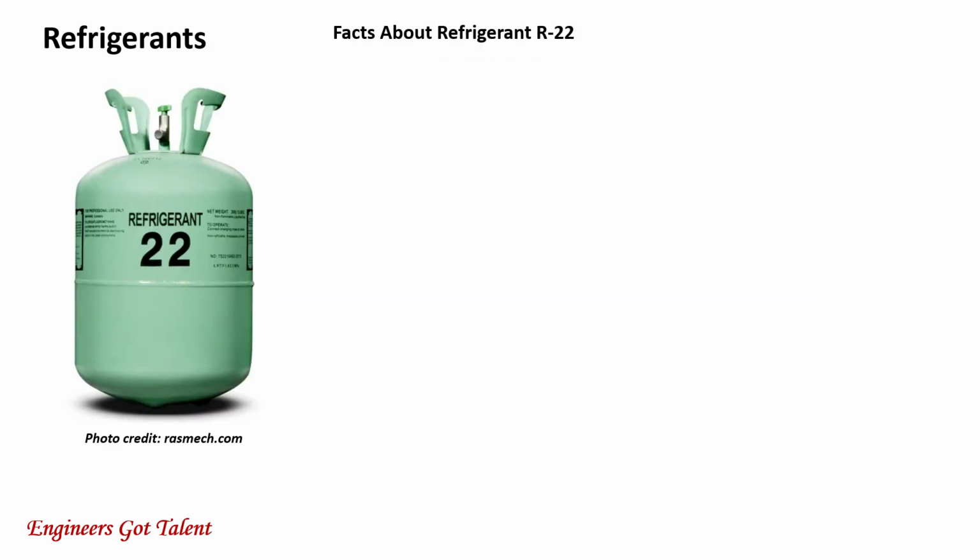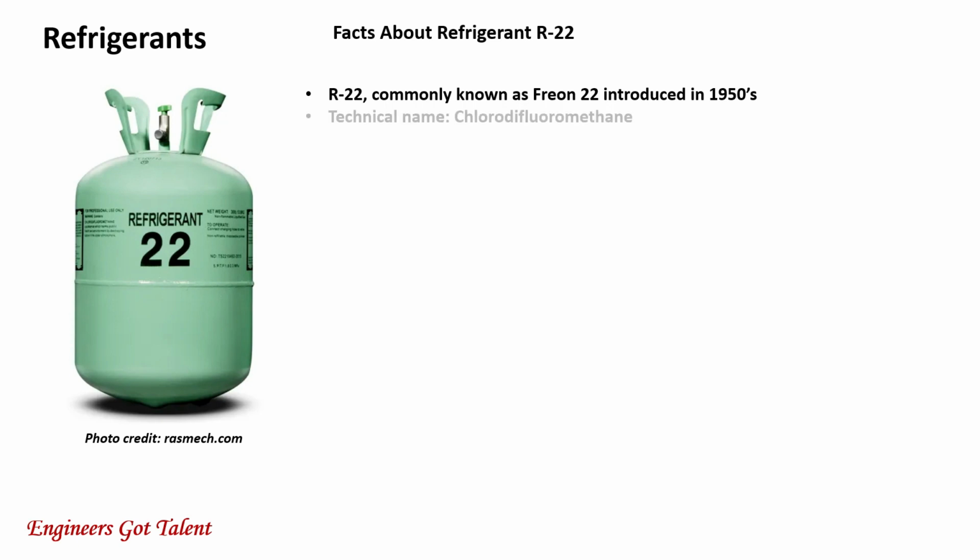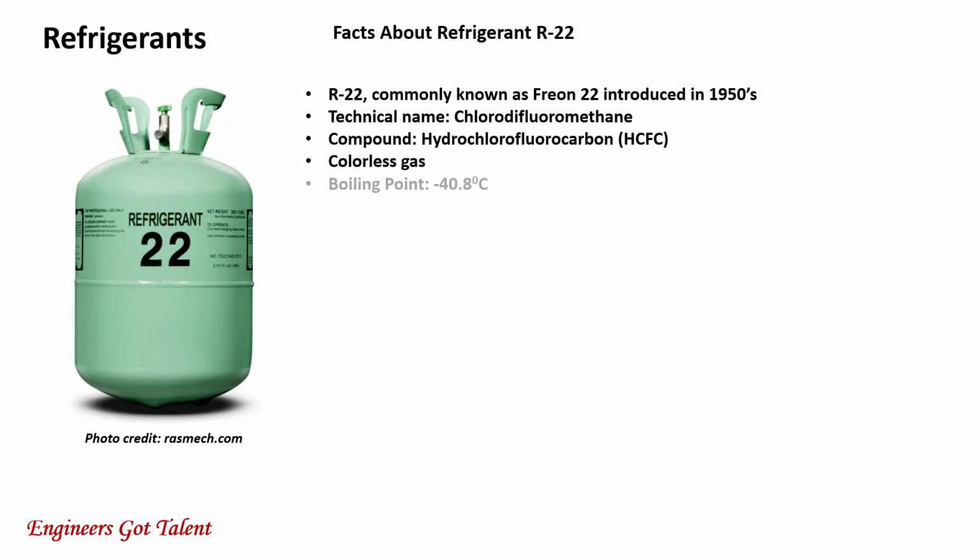Now let's talk about the two refrigerants commonly used before and currently used in refrigeration. Facts about refrigerant R22. R22, commonly known as Freon 22, was introduced in the 1950s. Its technical name is chlorodifluoromethane, from the compound of hydrochlorofluorocarbon. It's a colorless gas and boils at minus 40.8 degrees Celsius.